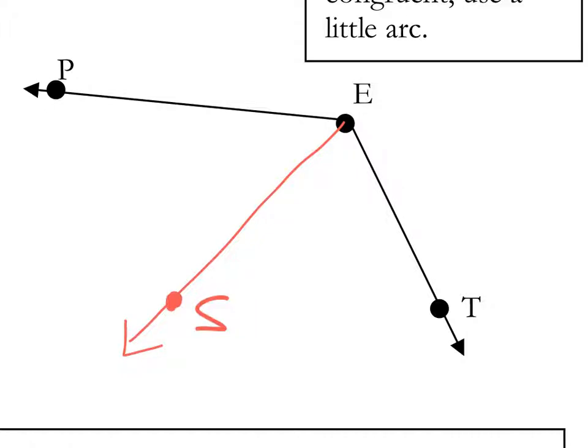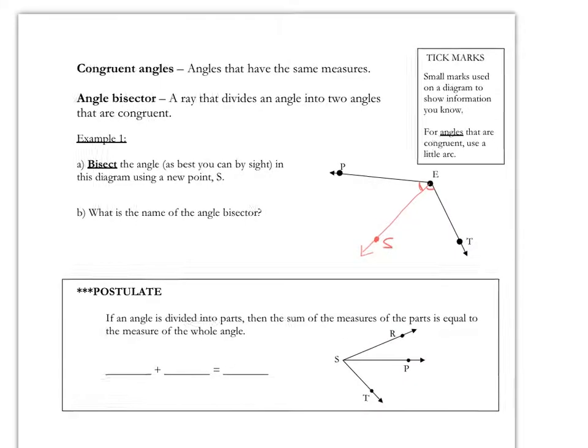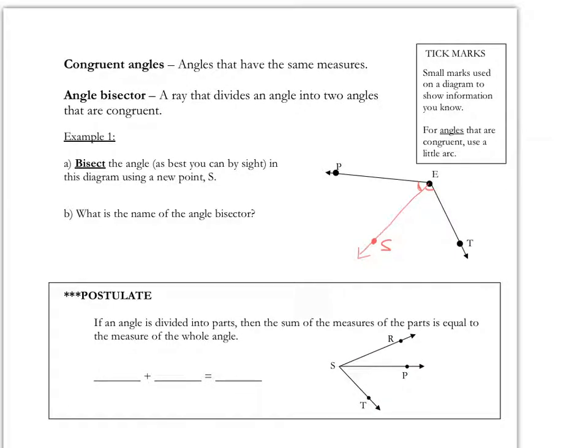That is going to bisect, but we have to put some tick marks. And we're going to do different tick marks than we do for segments. So we do little arcs in the angles, and that shows us that those two angles are going to be congruent. The name of this is going to be ray ES. You have to start with E because that is the vertex, that is the end point of the ray, and it goes through S. So a little bit of segment there.